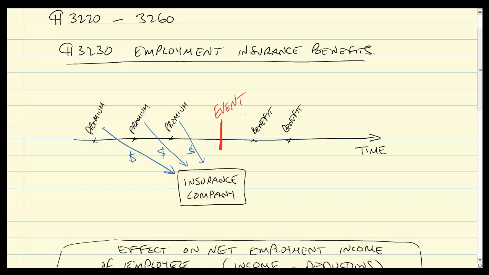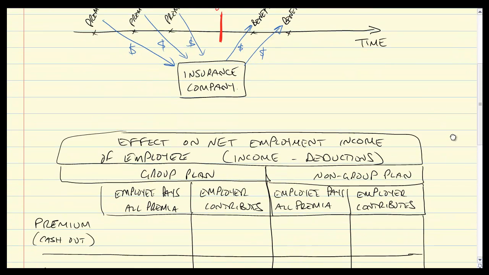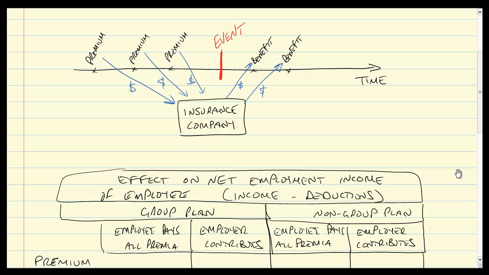So instead of receiving their salary in exchange for working, now they are receiving these benefits that they are entitled to because of the agreement that they've made with the insurance company. So that's the basics of the cash flows. The question is, well, what's the taxation of it? And the answer is it's a bit complicated.